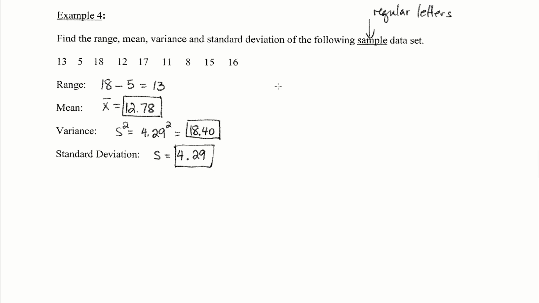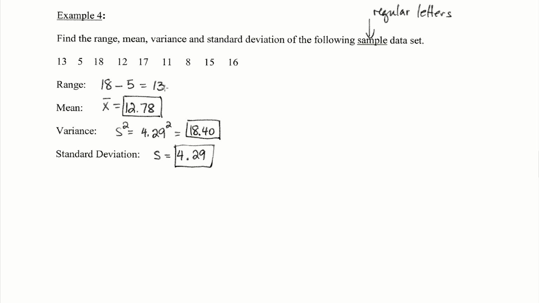Let's take a look at example 4 from section 2.4. Again, we're asked to find the range, mean, variance, and standard deviation of the following sample data set. We'll begin by finding the range. That's just the difference between the max and the min. The maximum value of this data set is 18. The minimum is 5. So the range is 18 minus 5, which is 13.